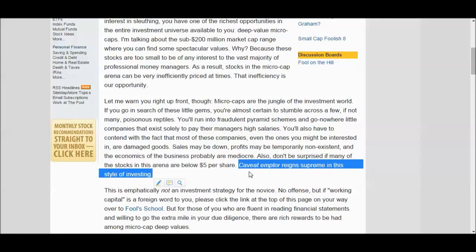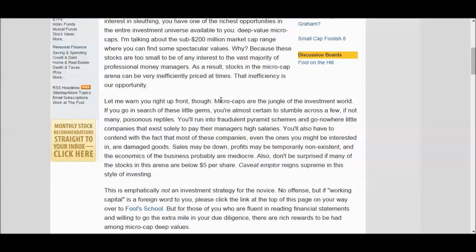Caveat emptor reigns supreme in this style of investing. Microcap stocks definitely are something that requires quite a bit of study and expertise. So if you have a lot of capital that you don't want to risk, definitely I think investing in bigger companies, large market caps, is the way to go. This is really for someone who wants to focus. You can get outstanding returns, far superior returns than you can in almost any other place, but you really have to be disciplined and you have to know risk management. You have to study a lot.